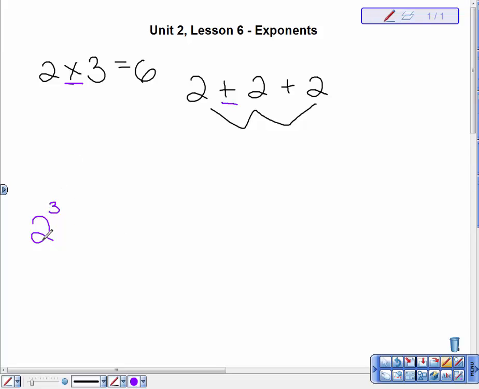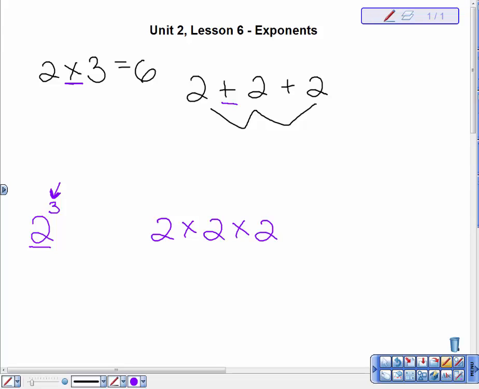I've got a big 2 and a little baby 3 in the upper right-hand corner attached to that 2. This is an exponent right here. And this represents how many times I am multiplying my big number. So here I see 2 to the 3rd power, which means I'm going to take 2 and multiply it 3 times.